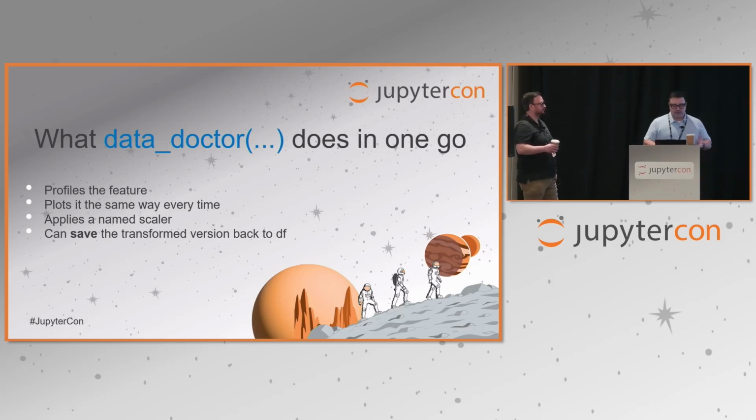Number two, it plots the same way every time. So as you'll see right now, Data Doctor produces the same plot every time. It's a KDE, a histogram, and a box-and-whisker plot, and it's in a consistent layout. And some of the magic that starts to happen in Data Doctor is that we're able to tell it to scale the data. We can tell it to transform the data to one of several scaler options, such as log, min-max, standardized, robust, and several others. And finally, it writes back to the data frame so that we have the original raw feature and also the transformed versions of that same feature.